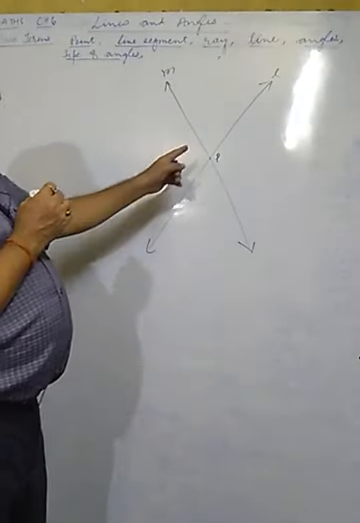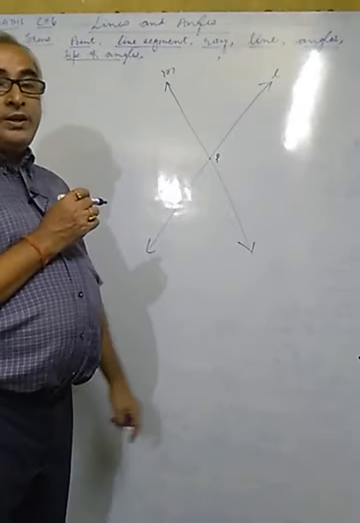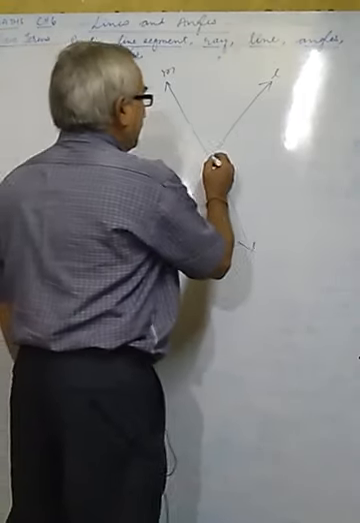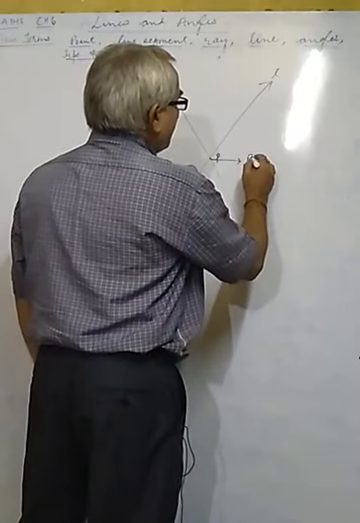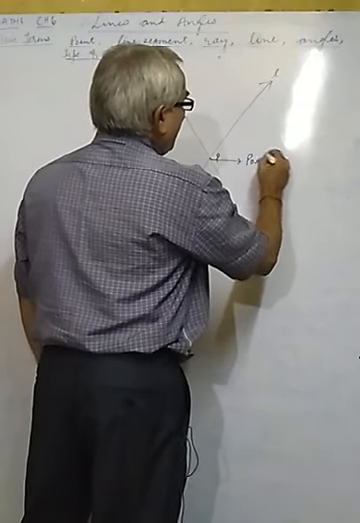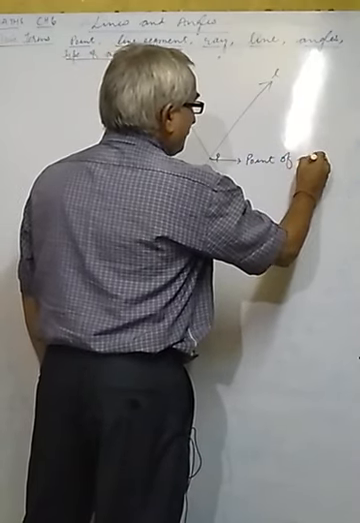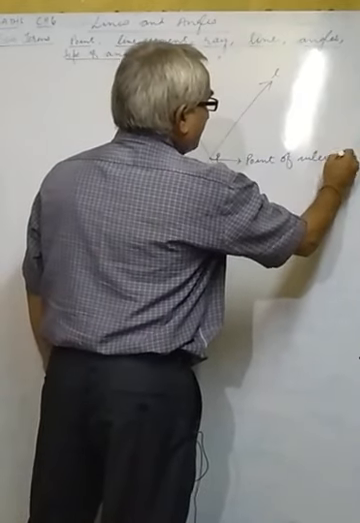What will be the particular name of this point? So this point will be known as point of intersection.